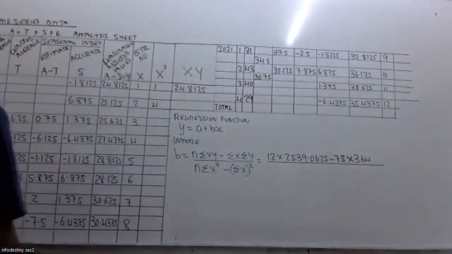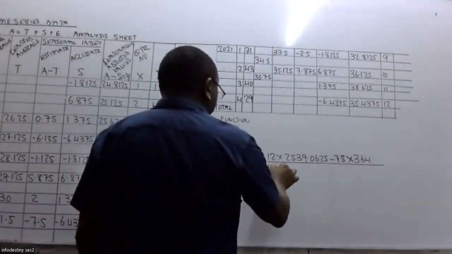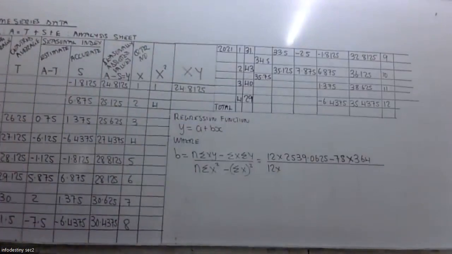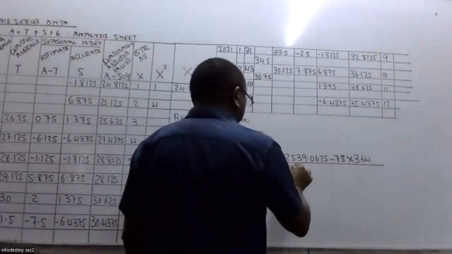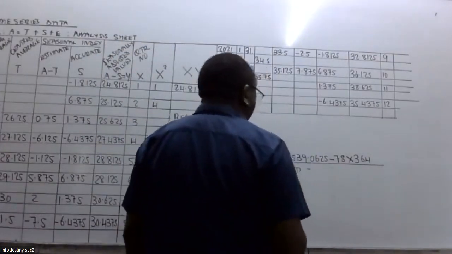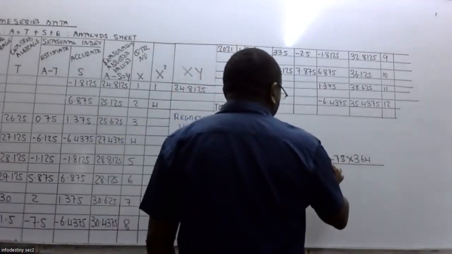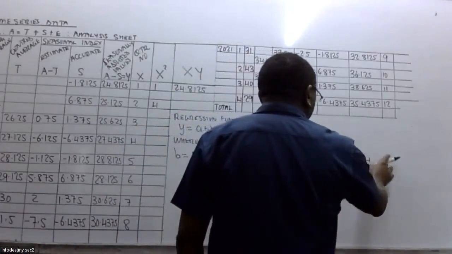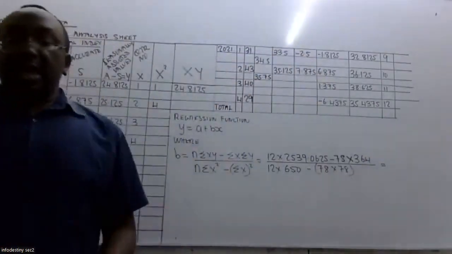Next, n sum of x squared. That is 12 times the sum of x squared. The sum of x squared is 650. So you minus the sum of x squared. Sum of x, we have said, is 78. So 78 times 78. Work that out and give me the answer.